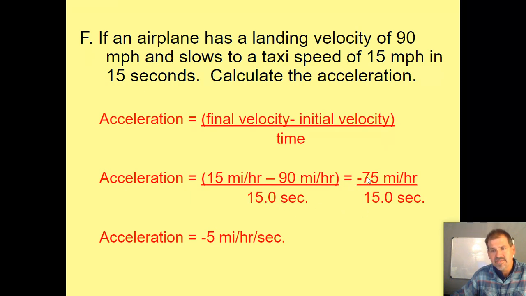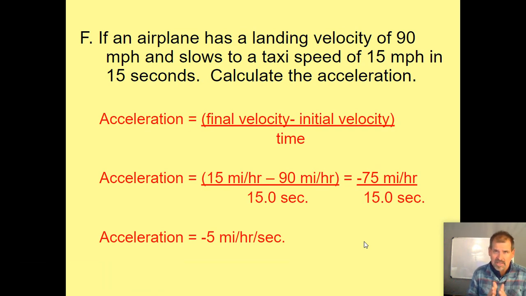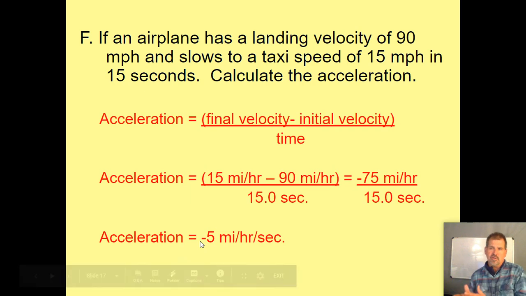So we divide negative 75 by 15, and we come up with negative 5 miles per hour per second. Now again, we have 2 units of time there, hours and seconds. That can be confusing to students. What does that mean? Because it's negative, that just means that we're slowing down. Remember, technically our definition is any change in speed is acceleration. The negative means we're slowing down. So this means that every second we're going 5 miles per hour slower.